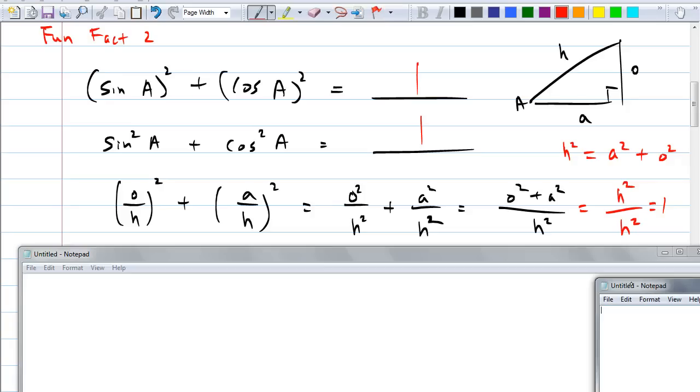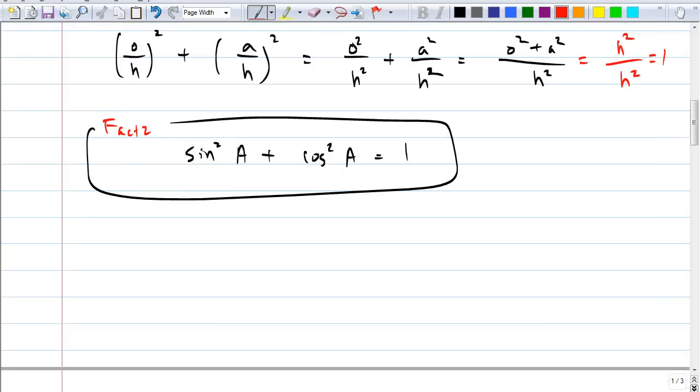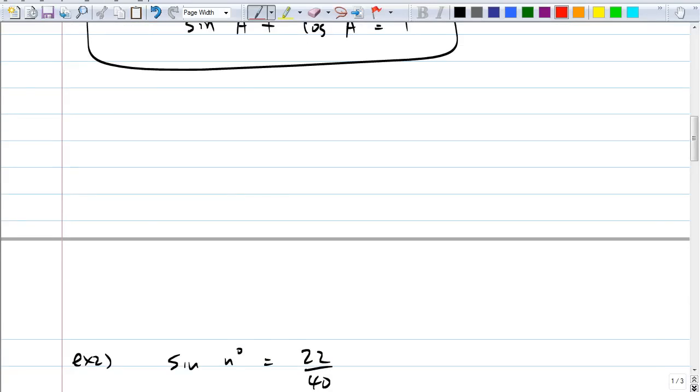Are we good? Any questions? This is good to know. So here's fact 2: sine squared A plus cosine squared A equals 1. Now this time I want you to do some.